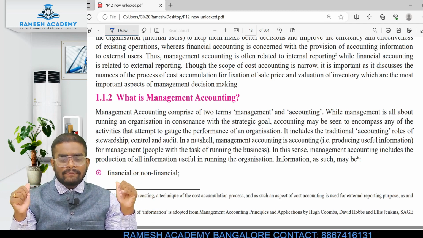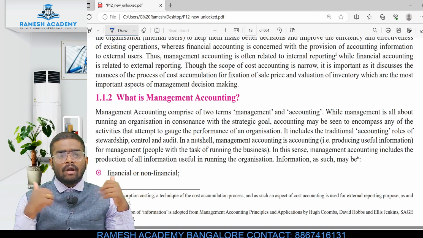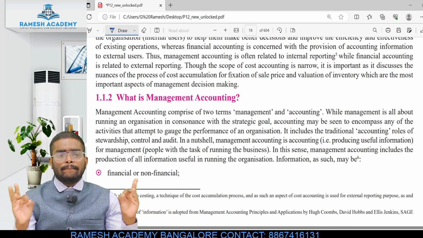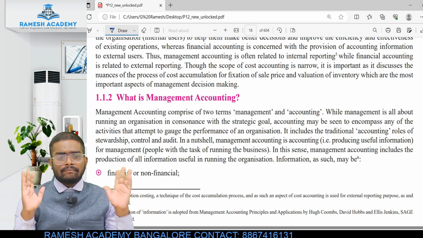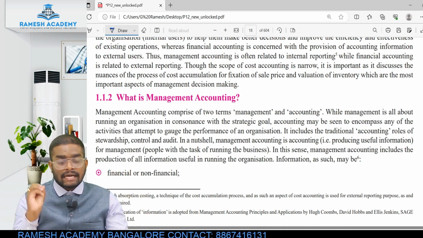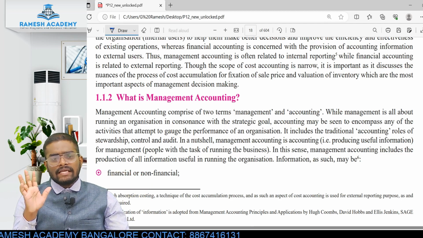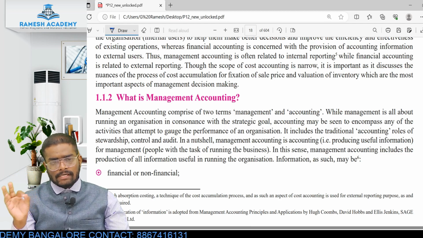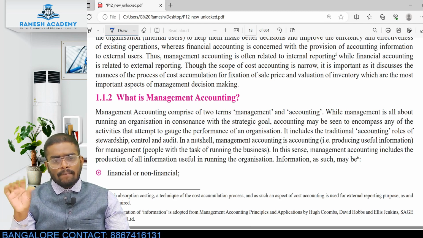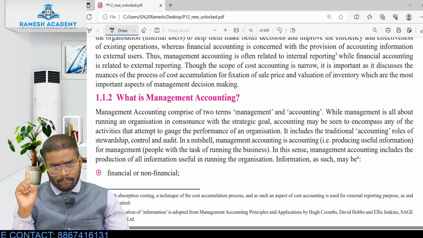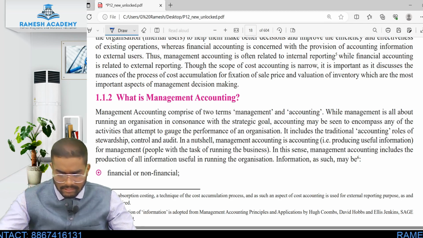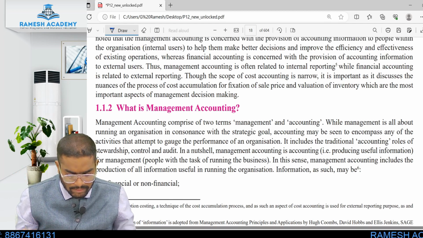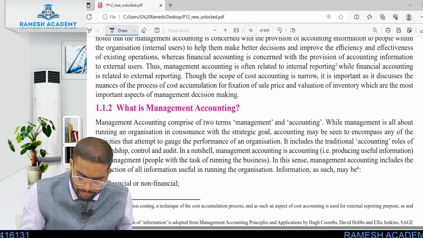Why do we manage people? To attain our goals. What is our goal? Our goal is to earn profit, be in a better position, achieve our strategic goal. Every company has its goal. It may be profit, it may be wealth maximization, or capturing new markets. The main two agendas would be profit maximization and wealth maximization. So if you read it here, management accounting has two terms.